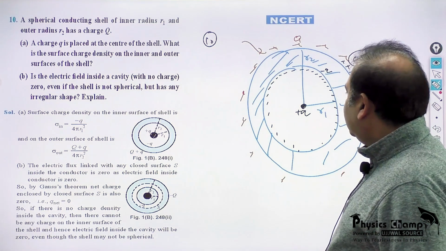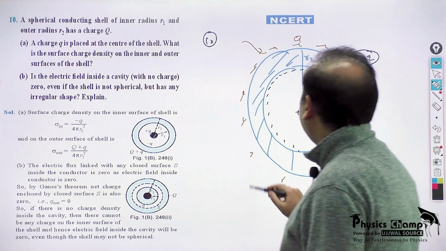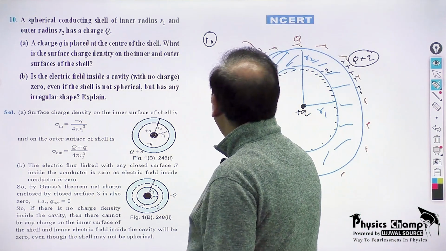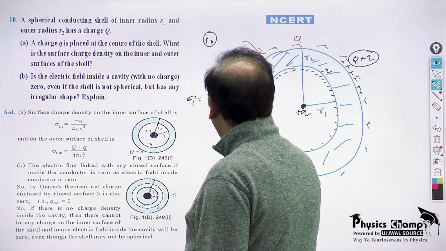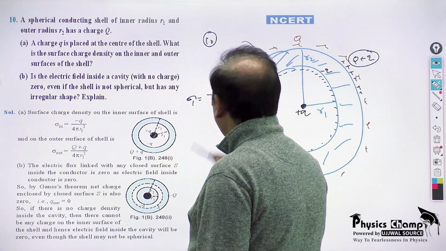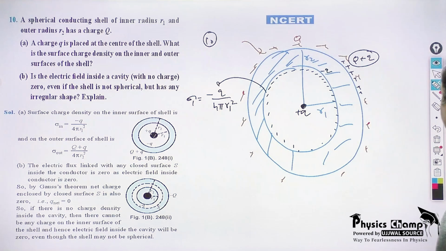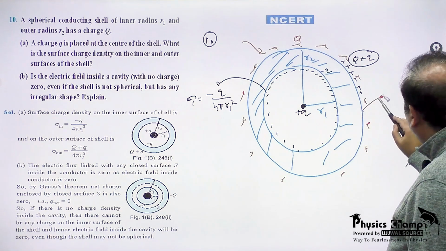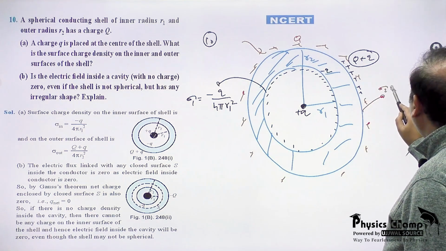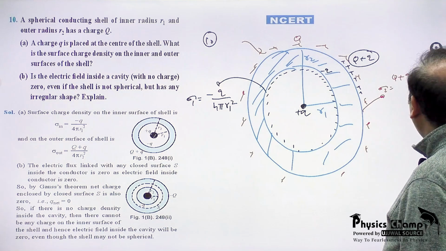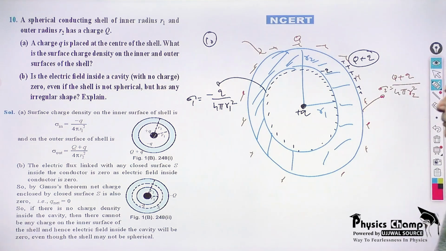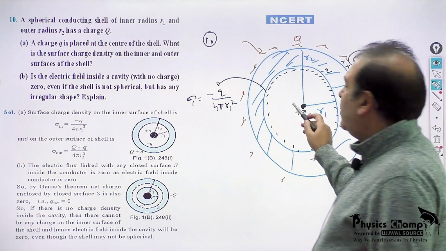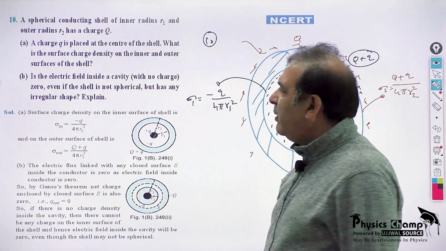So if I ask what is the surface charge density on the inner sphere, sigma 1, it will be minus q by 4 pi r1 square. And if I ask what is the surface charge density on the outer surface, sigma 2 will be Q plus q by 4 pi r2 square. Simple question. We know the induced charge would go from q, to minus q, and then plus q.